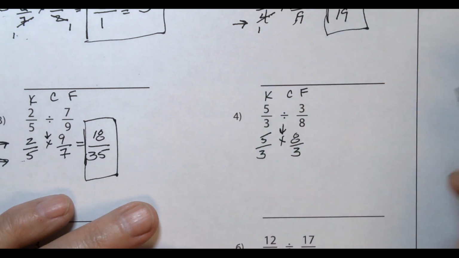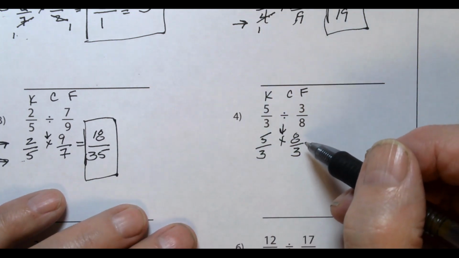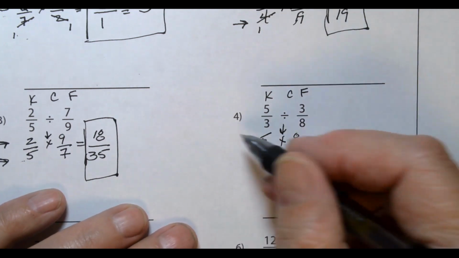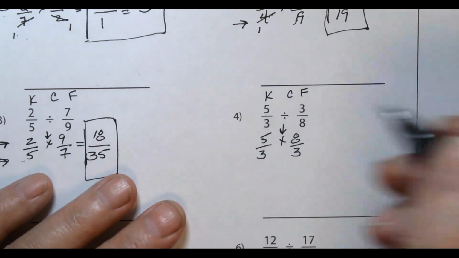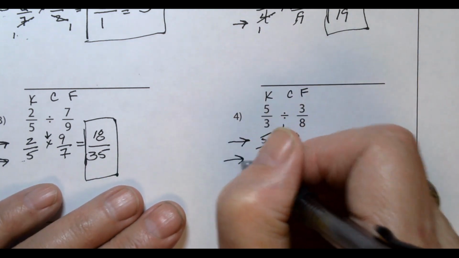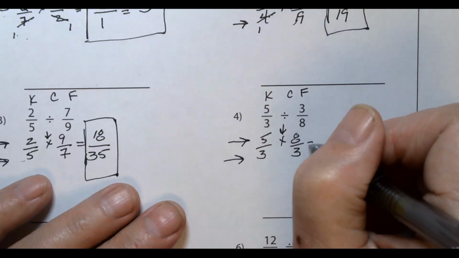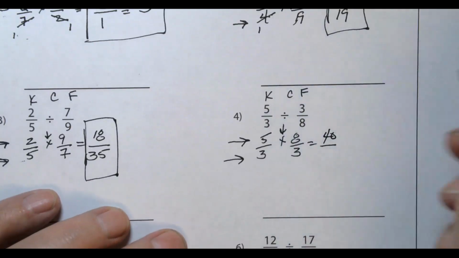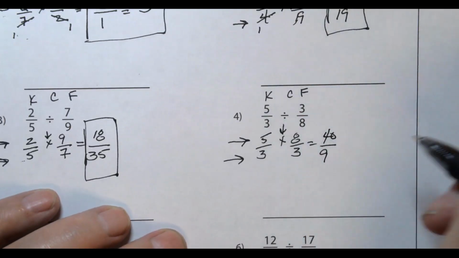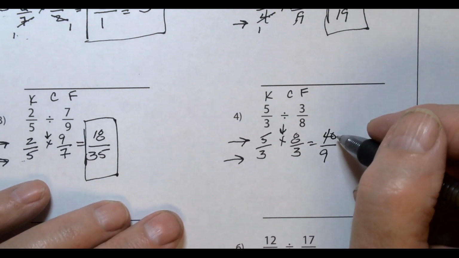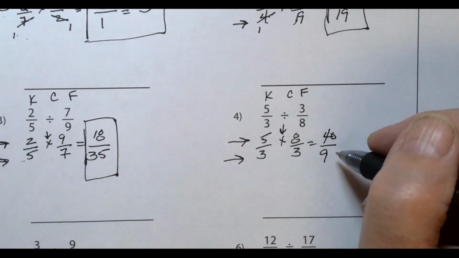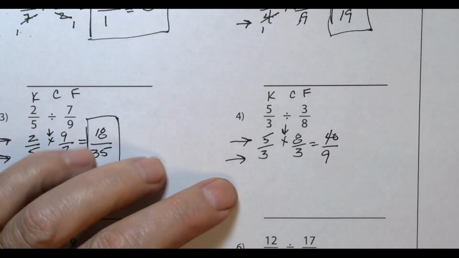Now I'm going to see if I can cross cancel anywhere. 3 doesn't go into 5, 3 doesn't go into 8, so I'm just going to multiply straight across. 5 times 8 is 40, and 3 times 3 is 9. Okay, 40 is an even number, 9 is an odd number. I don't have any common factors.